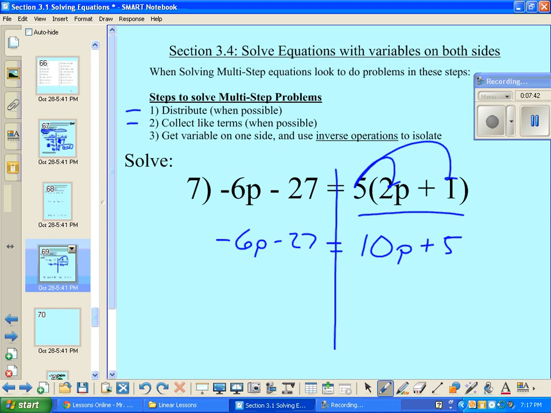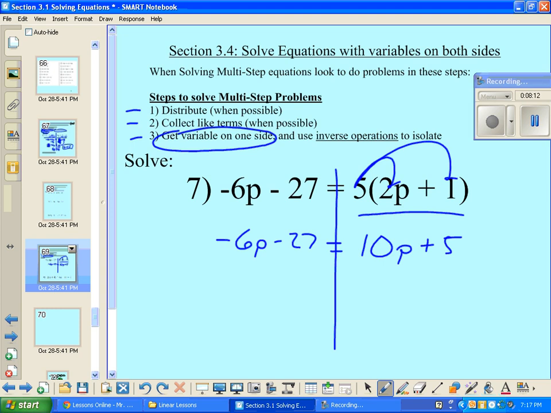Now I look on each side, again, looking at step 2. I say to myself, well, can I collect any like terms on each of the 2 sides? On this left side, no, I have negative 6p and minus 27. That's a term with a variable and a constant. I can't collect those. 10p plus 5, no, I can't collect either of those. So nowhere to collect any like terms in this one. So now I'm just on to step 3. Get the variable on one side, and then use inverse operations to isolate.